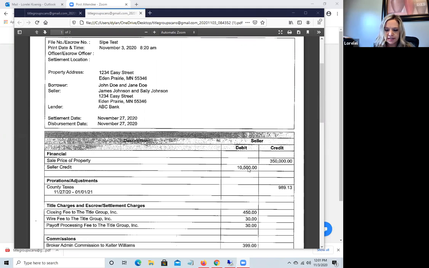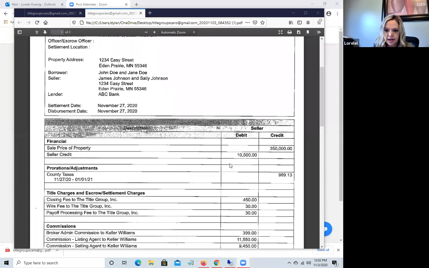Sales price and seller credit will show at the top. If there is seller paid closing costs in the purchase agreement, it will show as a debit to the seller, even though it says seller credit. It's a bit confusing. I'm not really sure who created the templates for the ALTA, but it does confuse agents. I get a lot of calls asking why it's called a seller credit when it's a debit to the seller, but it's in the debit column. And this one was a 3% seller paid closing costs.